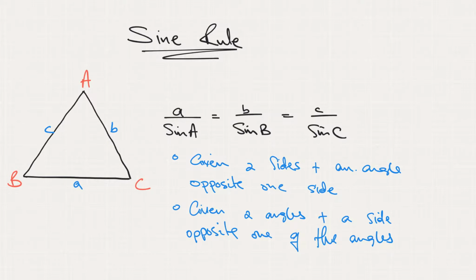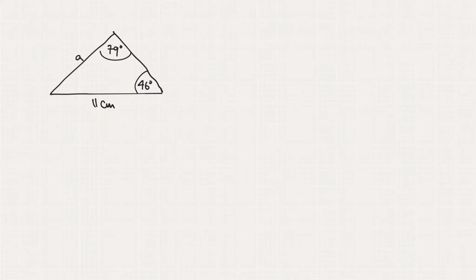We have a lovely quick and easy question to get us started, so let's have a look at what we've been given. We've got a non-right angle triangle here. We've got one side given and an angle opposite that side. We have a side that we need to find and another angle. So this obeys the rule that we've got two angles and a side opposite one of the angles. Therefore we will use the sine rule. It fits the criteria, so let's go.